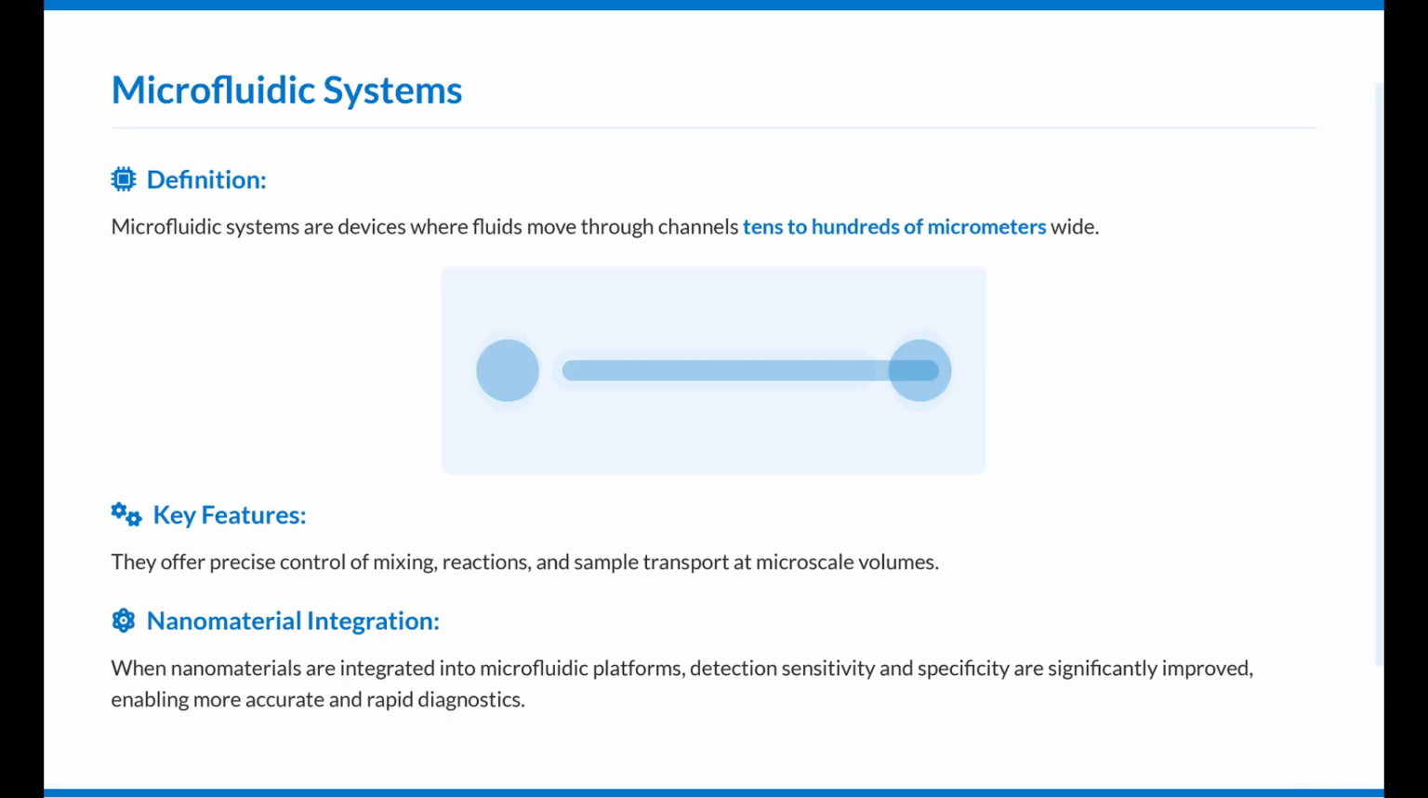Microfluidic systems. Definition: microfluidic systems are devices where fluids move through channels tens to hundreds of micrometers wide. Key features: they offer precise control of mixing, reactions, and sample transport at microscale volumes. Nanomaterial integration: when nanomaterials are integrated into microfluidic platforms, detection sensitivity and specificity are significantly improved, enabling more accurate and rapid diagnostics.